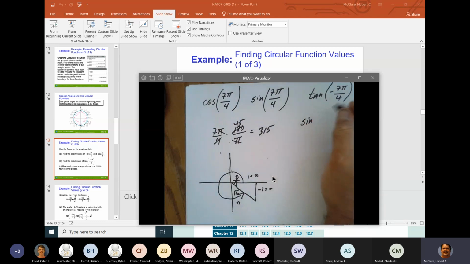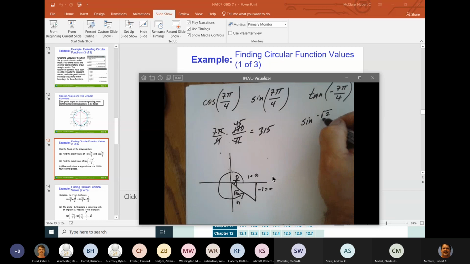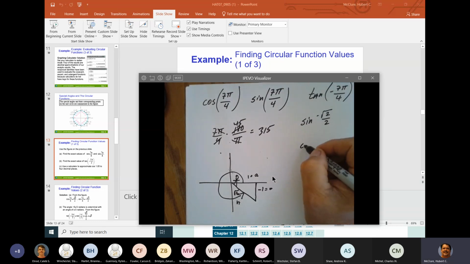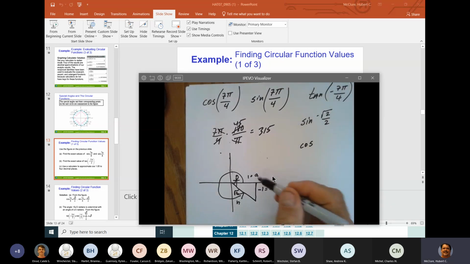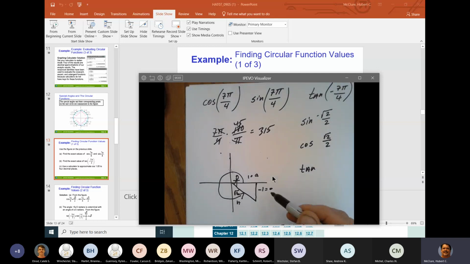Sine is equal to Oscar had, opposite over hypotenuse, so that's going to be -1 over square root of 2, which is negative square root of 2 over 2. Cosine should be the same thing, but we'll check it. 1 over square root of 2, which is square root of 2 over 2. And tangent, Oscar had a hunk of apple, so that's going to be -1 over 1, -1.